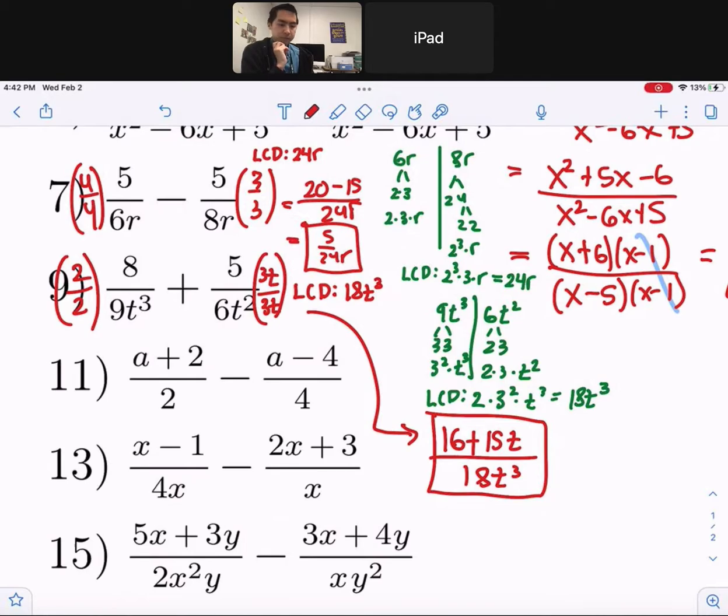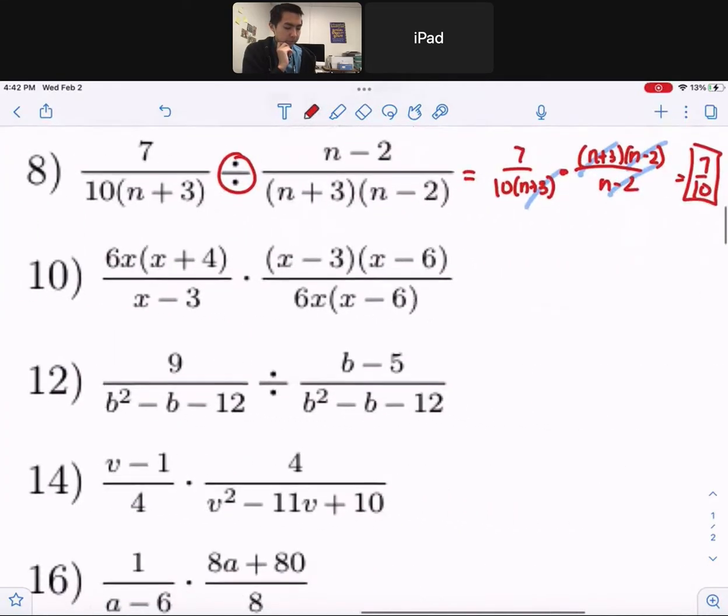Okay, number 10. So it's already multiplication, you guys, and everything's factored, so now you guys just cancel. x minus 3's cancel, 6x cancels, x minus 6 cancels. So all that leaves is x plus 4.